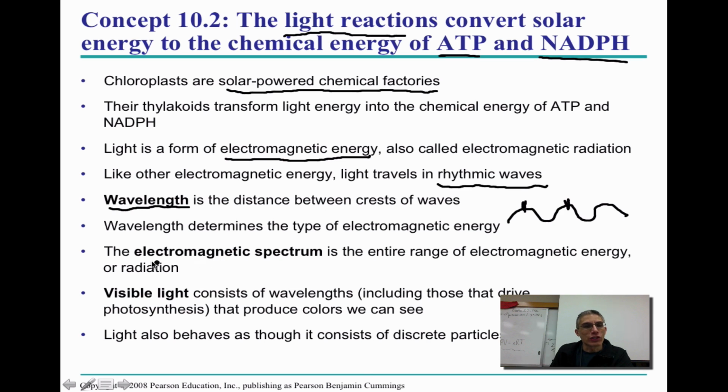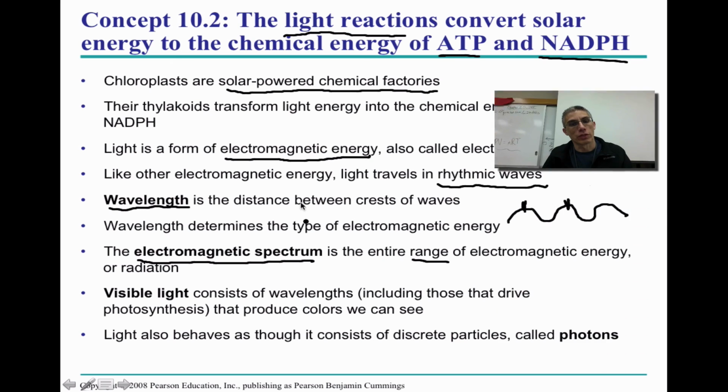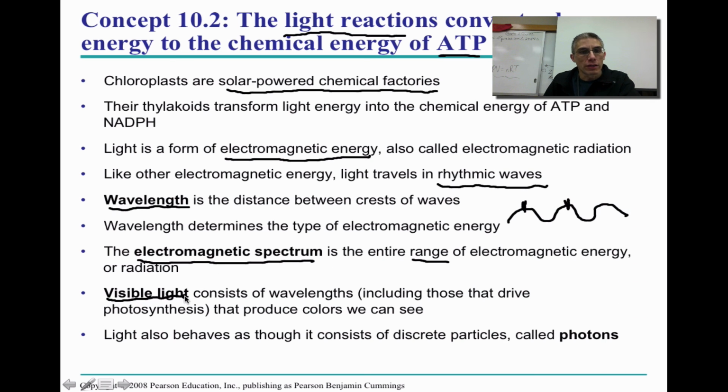Now, the diagram I just mentioned is called the electromagnetic spectrum. And this is going to show you the entire range of the electromagnetic energy or radiation that we had just mentioned. Now, visible light is going to consist of wavelengths, and again, those are the wavelengths that also drive photosynthesis, that produce the colors that we actually can see. And so that visible light is going to be responsible for that. Light also is going to behave as though it consists of very discrete particles called photons. And those are going to become important as we start talking about the different processes that occur within photosynthesis.